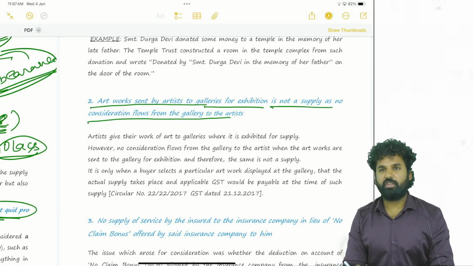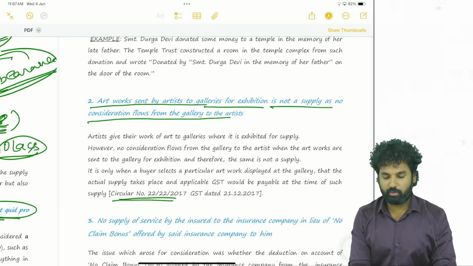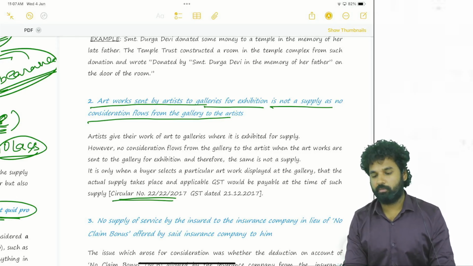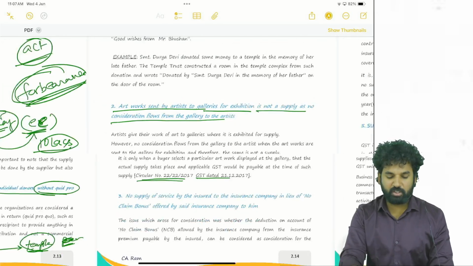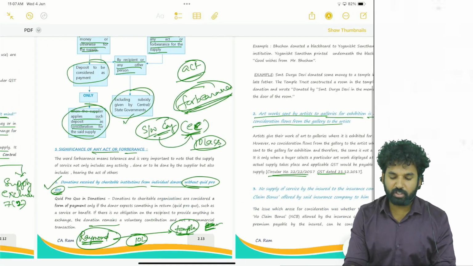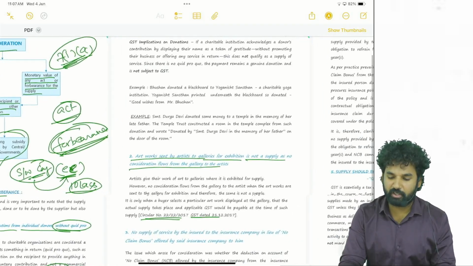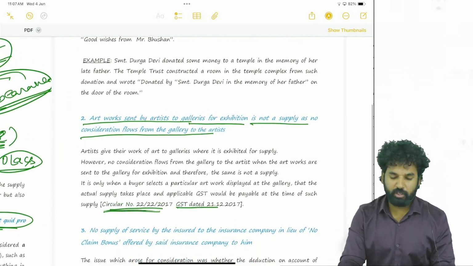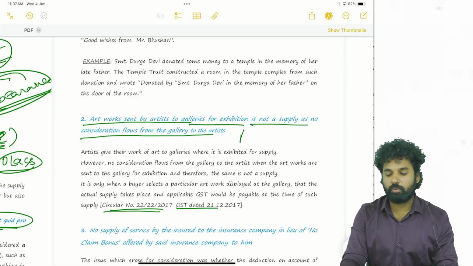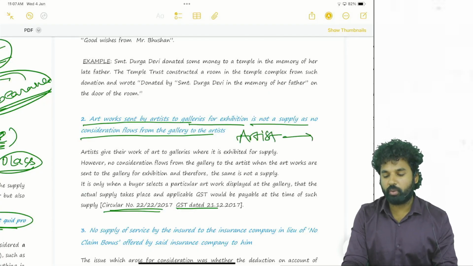This is a circular actually, circular number C 22 by 2017. Okay, so these are the circulars. This is also a circular. This is about donations received by charitable institutions. This is also a circular, in order to get the clarification, right? So artwork sent by artists to gallery.